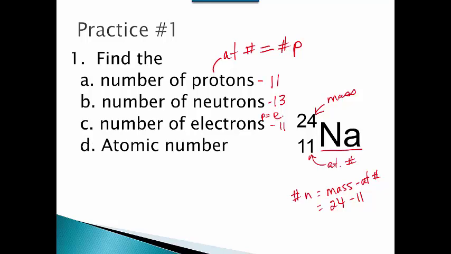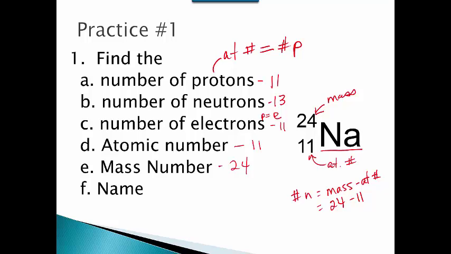It also wants to know the atomic number. That's very easy, as the bottom number is the atomic number, so 11. And the top number is the mass number, so 24. And then the name of this you would need to look up on a periodic table.